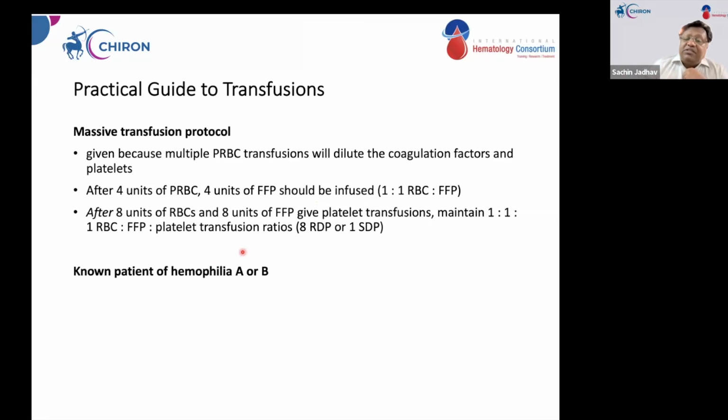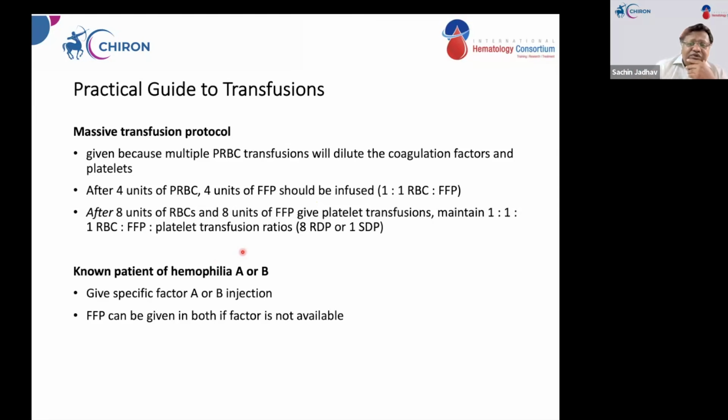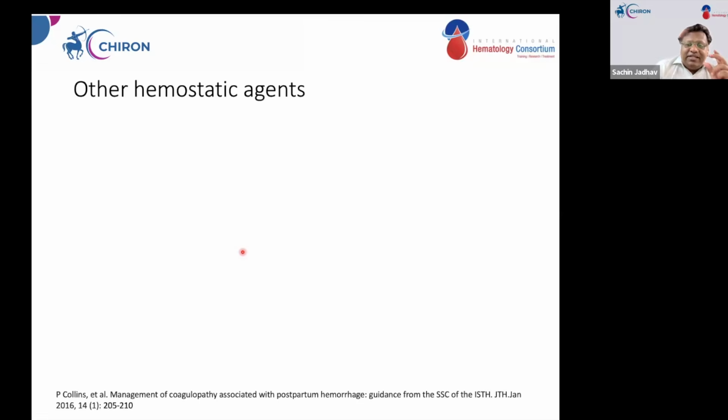If you know a patient's diagnosis, hemophilia A or B, then there are coagulation factor injections available. If you don't have the injections, you can give FFP for both hemophilia A and B. For hemophilia A, you can just give cryoprecipitate. It comes in a smaller volume, so less fluid overload. There are two other hemostatic agents that I would like to tell you.